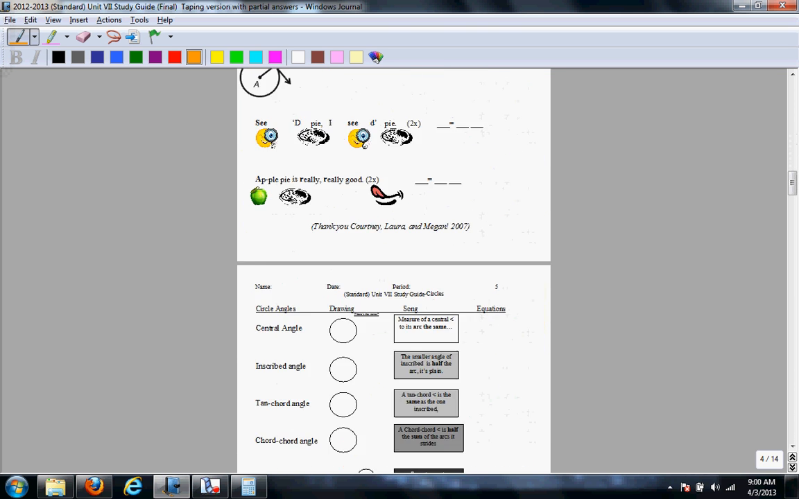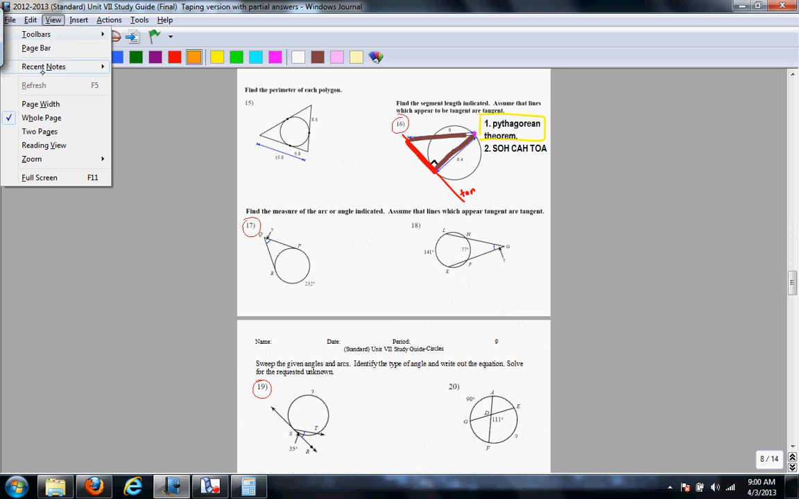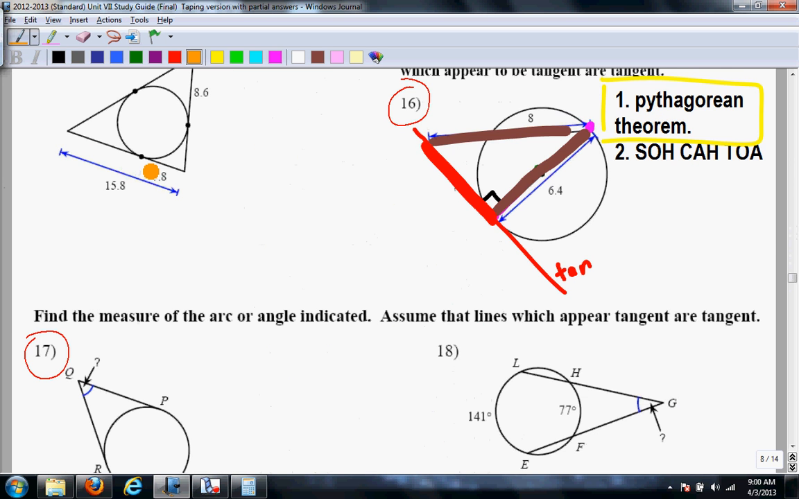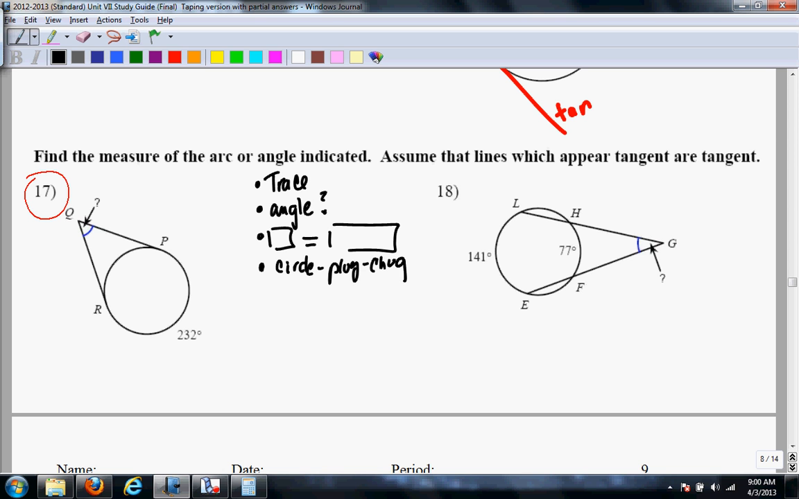Once you have that memorized, these down here are really easy if you follow these steps. First, trace the angle. Step number two, ask yourself, what kind of angle is it? Identify. Step number three, write out the equation. Remember, an equation has two sides with an equal sign. And step number four, of course, is circle, plug, chug. Okay, let's take a look at 17.